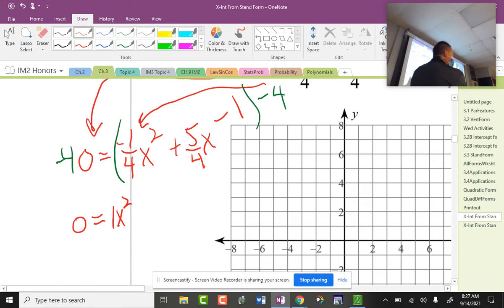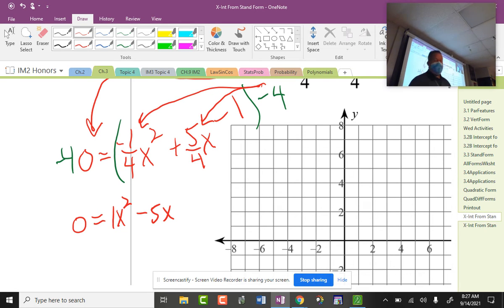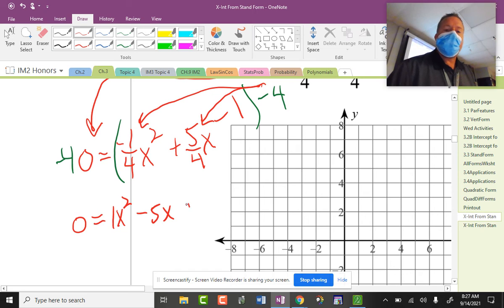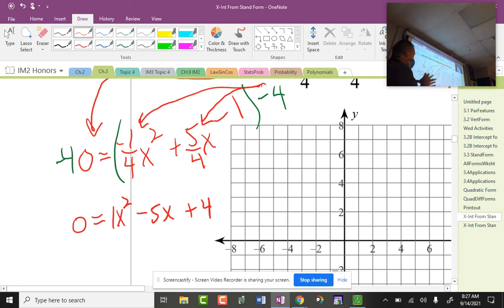Right? And I'm still dealing with the same thing. It's just I changed the way it looks. -4 times +5/4 is -5x. And then -4 times -1. Sorry, that negative looks like it's in that arrow there, but that becomes +4. So one simple step to make this solvable.